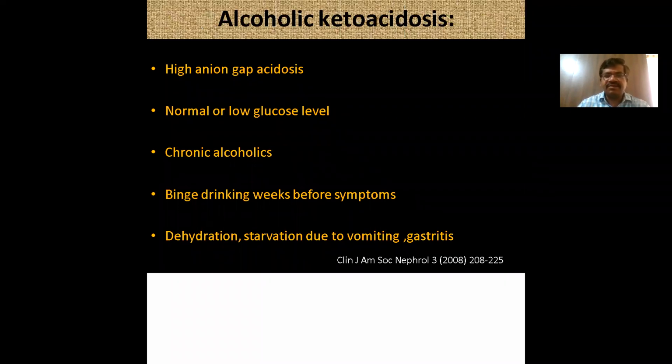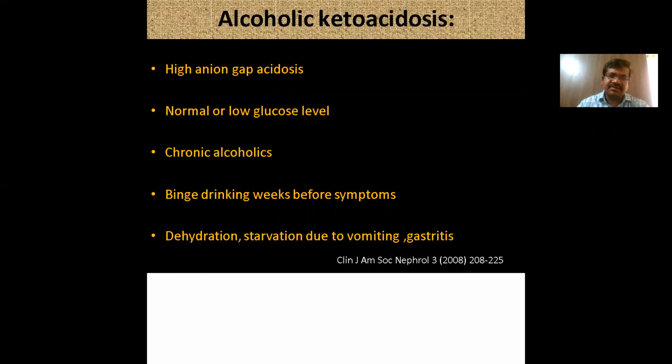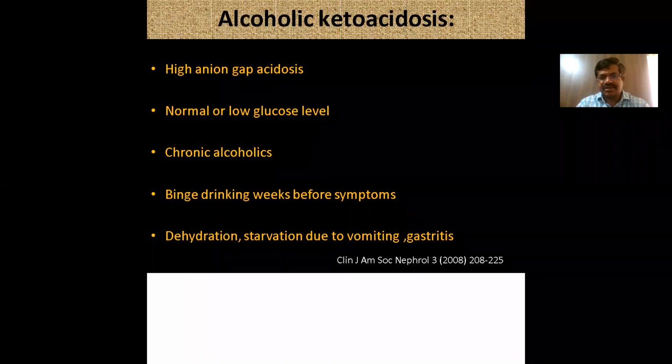As we've seen, one of the things is increased ketogenesis. So there is a high anion gap acidosis. So H plus ion formation is very significant in this case. And also we see that there is decreased gluconeogenesis. So there will be a normal or low glucose level because of that, and increased glycogenolysis. And also chronic alcoholism will contribute to this acidosis, and binge drinking weeks before symptoms.